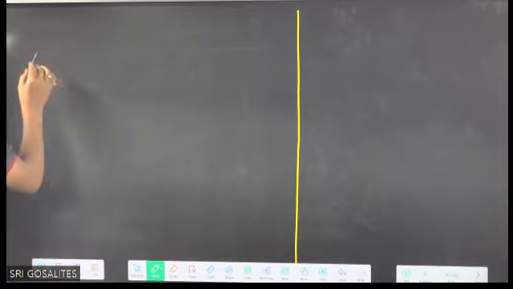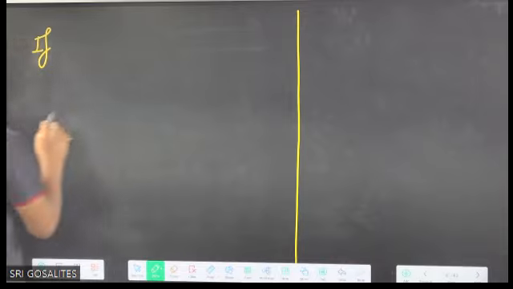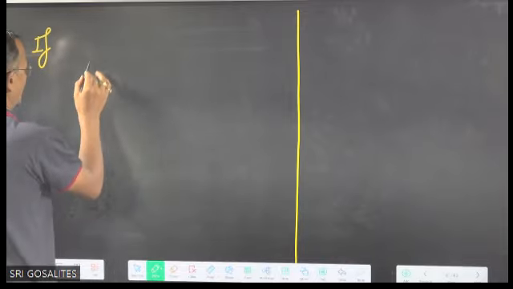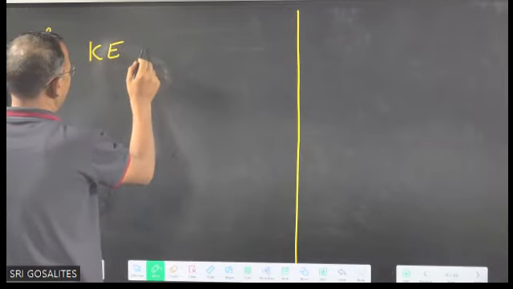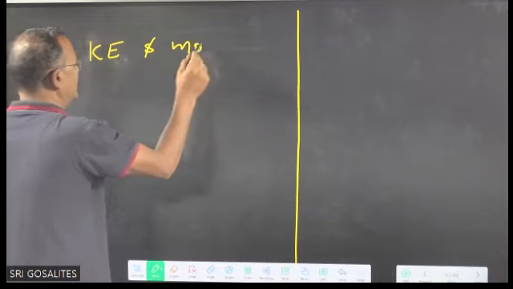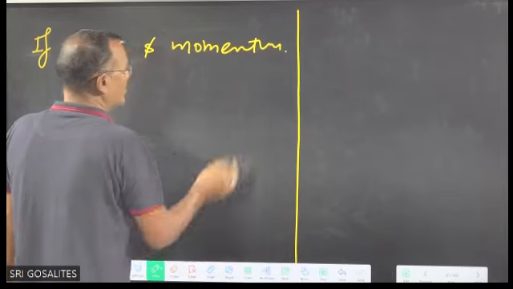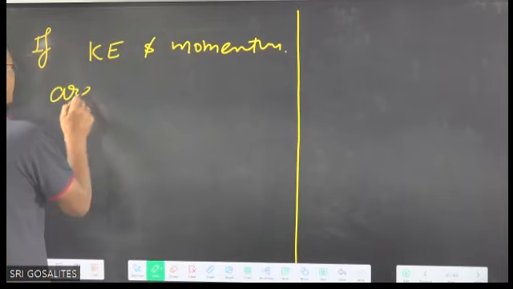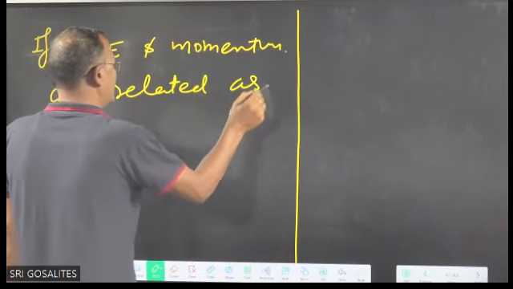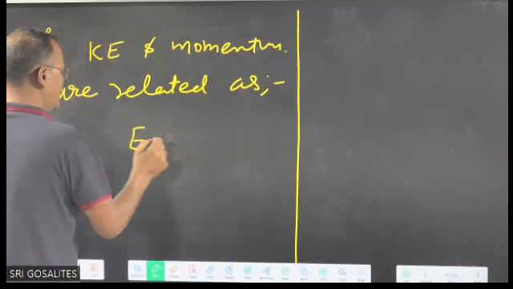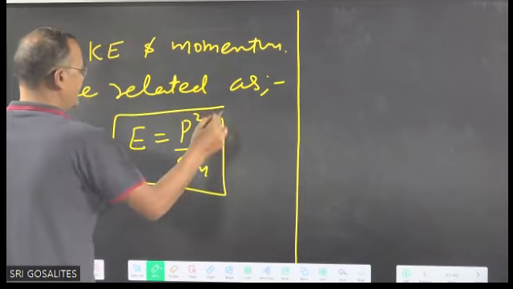One more question you note down. Suppose kinetic energy and momentum are related as E equal to P square upon 2m.